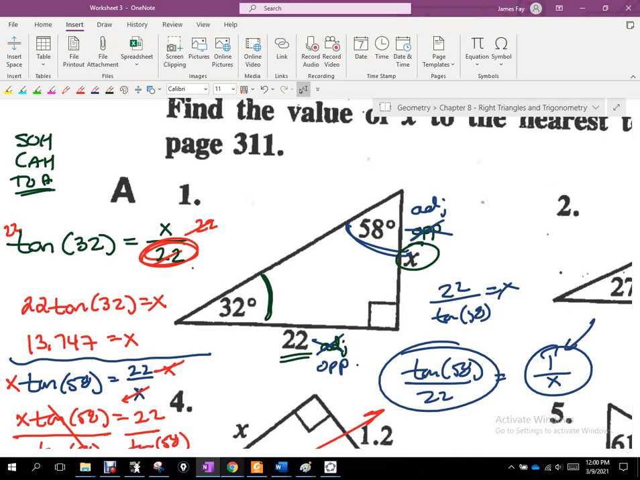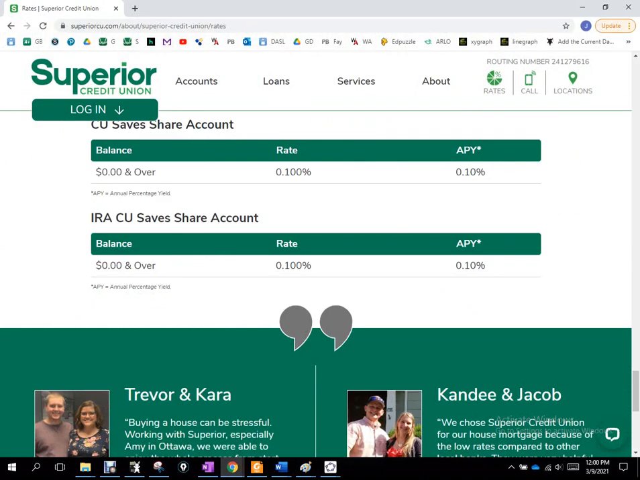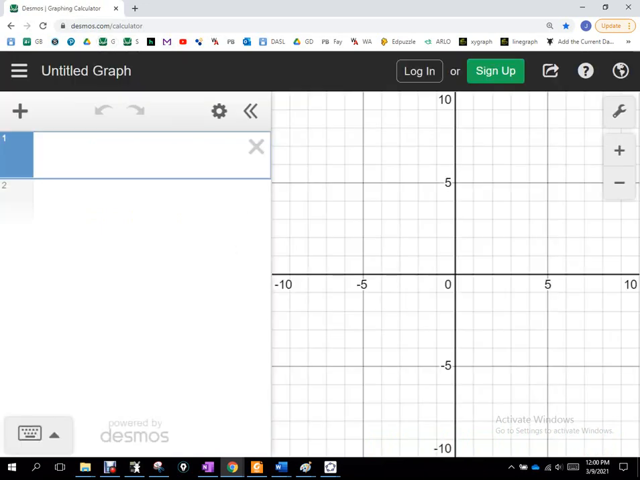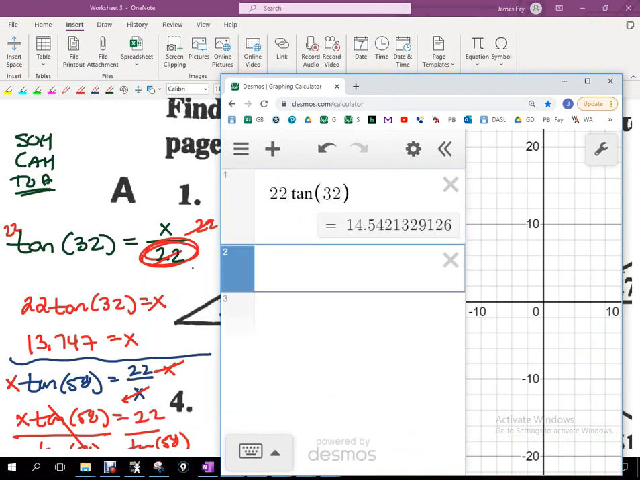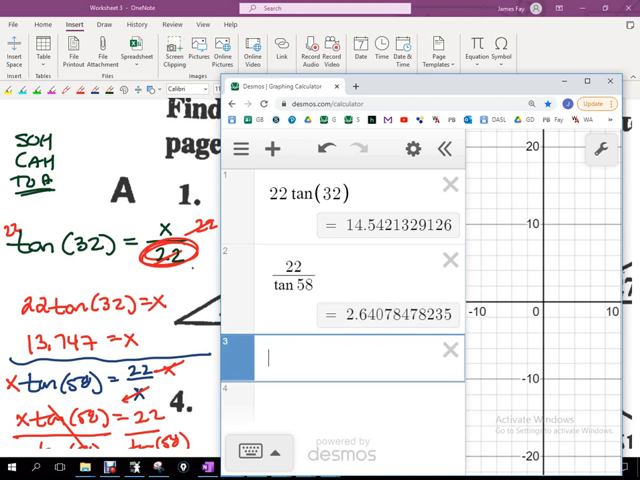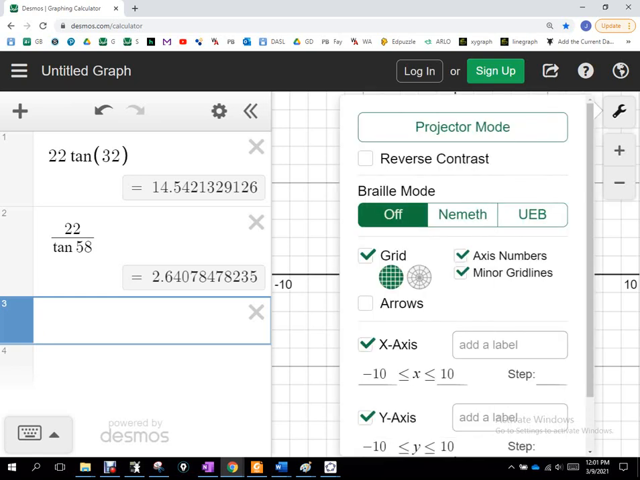So then when we just check this on Desmos, so we had, what was the first one? 22 tangent of 32. And the last one was 22 divided by tangent of 58. Oh, we must be wrong because those are different numbers, aren't they? But if we did everything right, those shouldn't be different, should they? They should be the same. So what does that tell me about my calculator? My calculator's in the wrong mode.